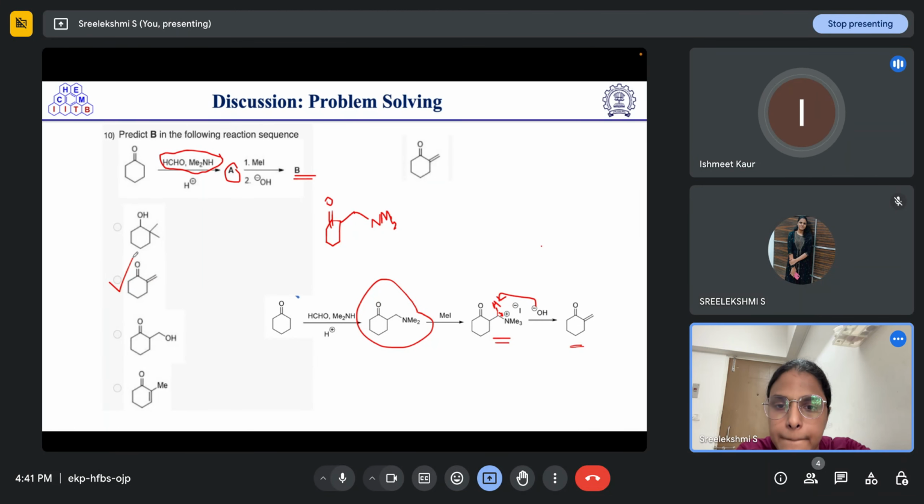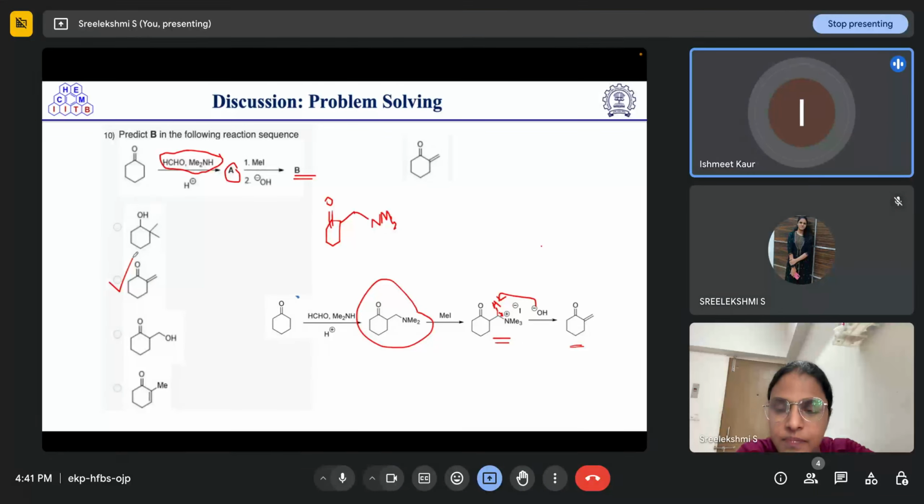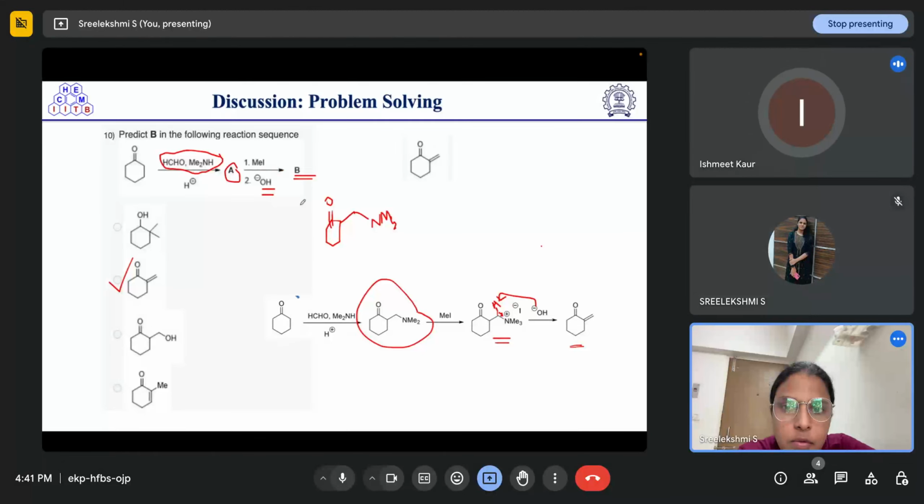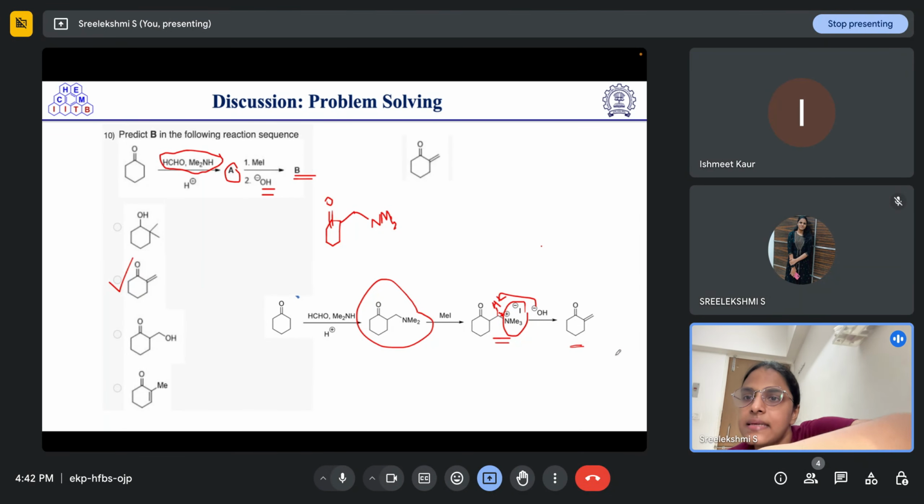Is it clear? Okay, ma'am. Is water getting eliminated? Like we are already using this hydroxide ion, one base we are using, right? Yes, ma'am. That base will be taking this proton and it will remove as water, and this will get eliminated. That is, this NMe3 plus and this I minus will be getting eliminated. Okay, ma'am. So it will result in this alkene.